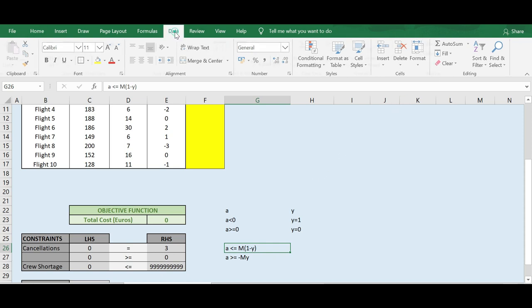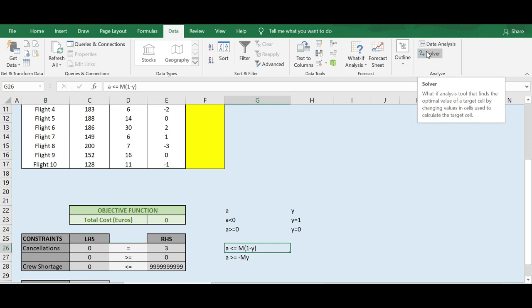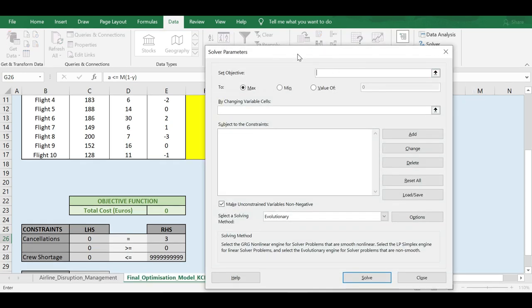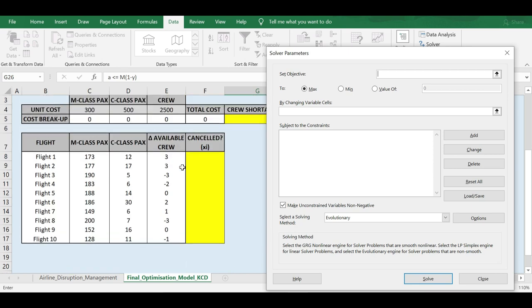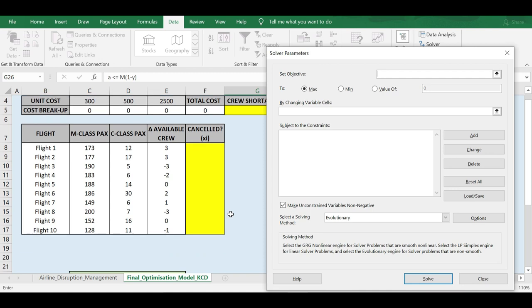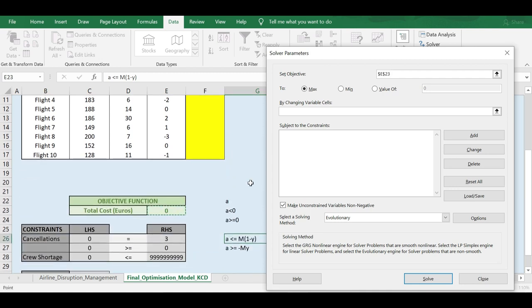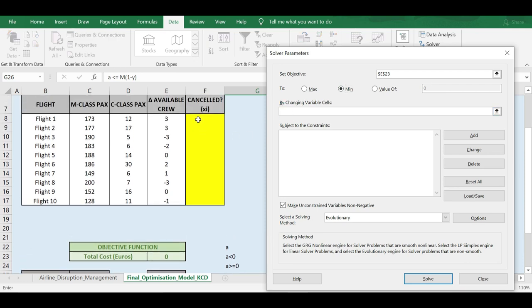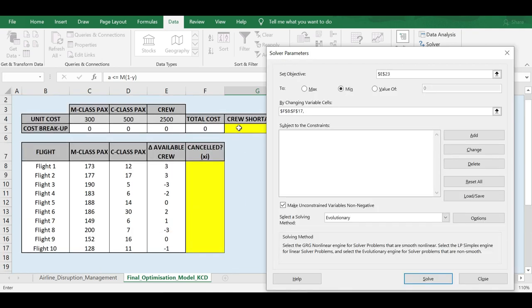Excel comes with an inbuilt solver. So let's fill in the values and start our solver. So we need to set the objective cell. So my objective function is here. So I enter that. And for me it's a minimization problem because I want to minimize the cost. And we need to specify which variables to change. So these are my variables. And also crew shortage. So I put them there.